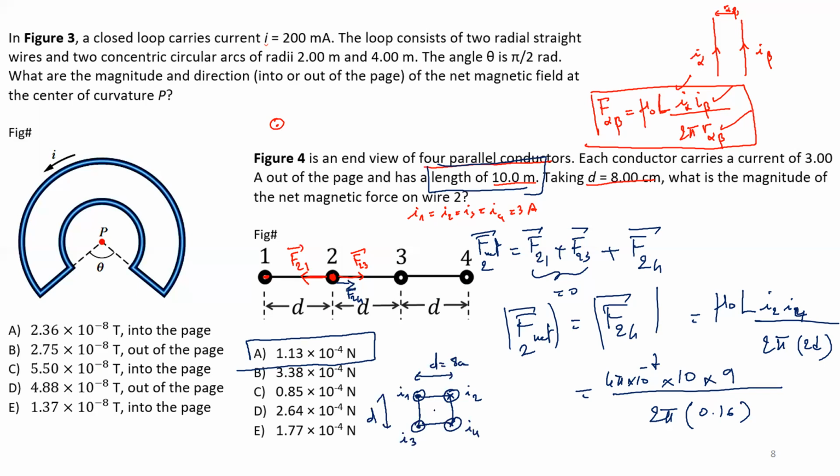Once you do that, I also want you to calculate the net magnetic field at the center of the square. Is that clear? So what I want in this problem that I'm giving you now is, first, to calculate the net force on 2, in magnitude and direction. Second, calculate B net, which is the net magnetic field at the center of the square. Great.